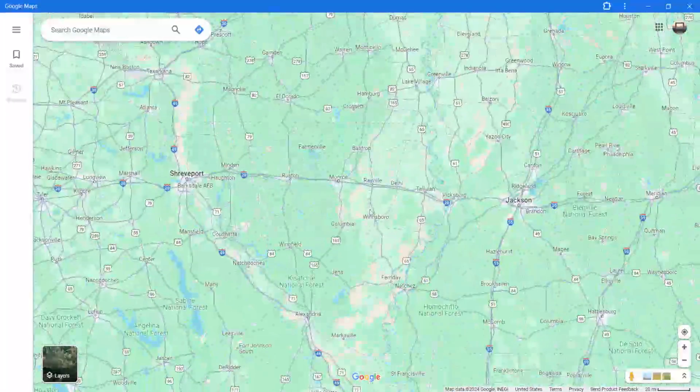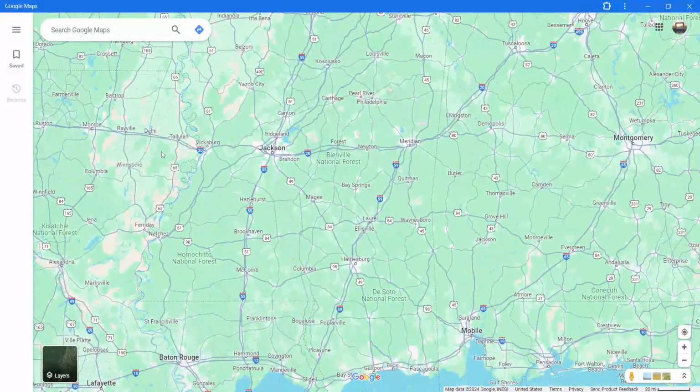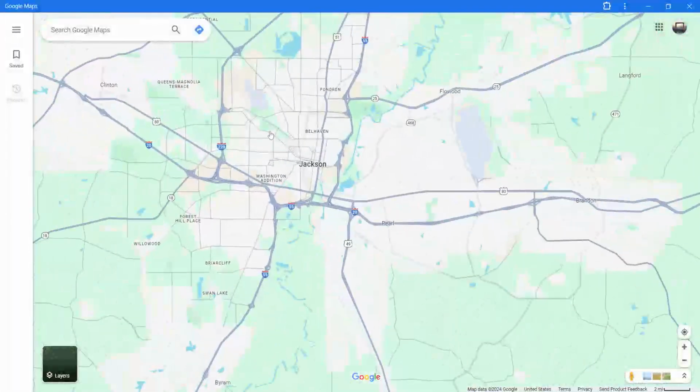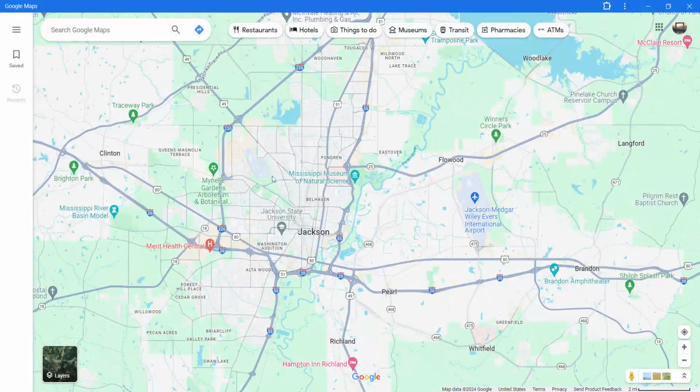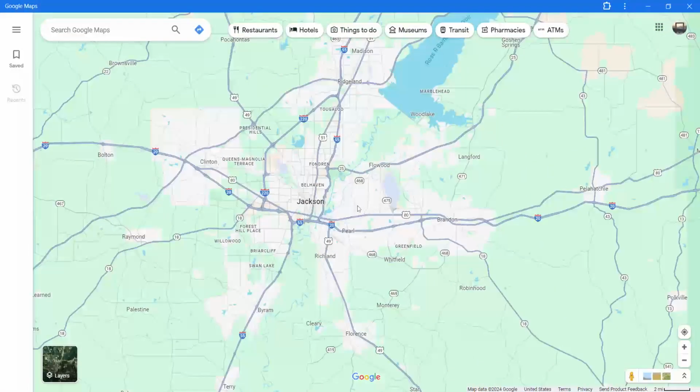South further, now this time to the state of Mississippi and its capital, which is Jackson. Jackson, Mississippi is the capital of Mississippi.